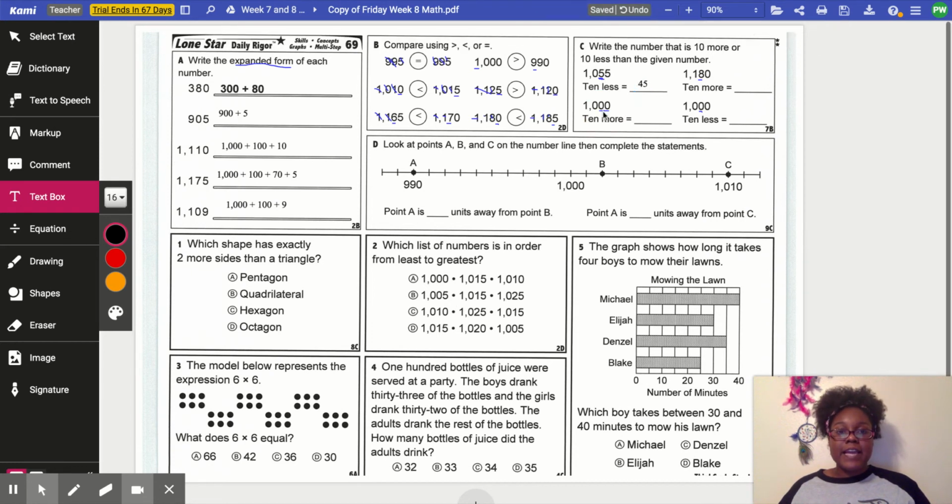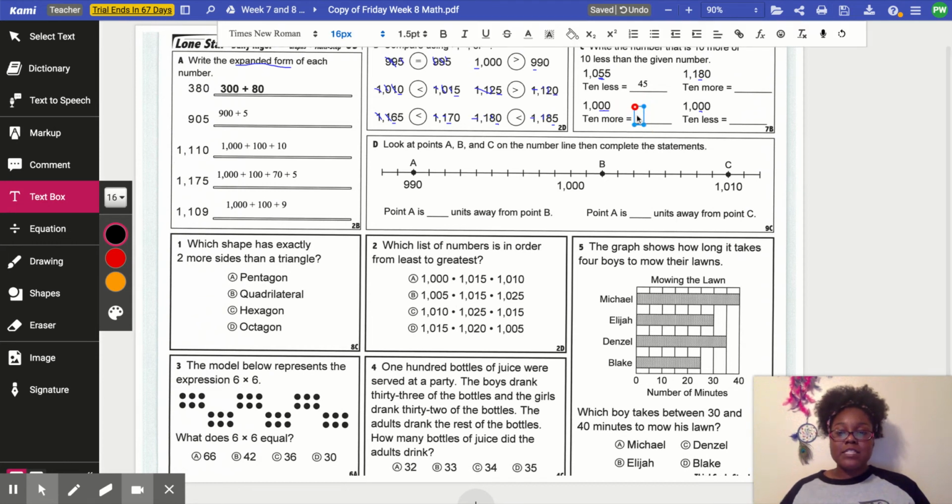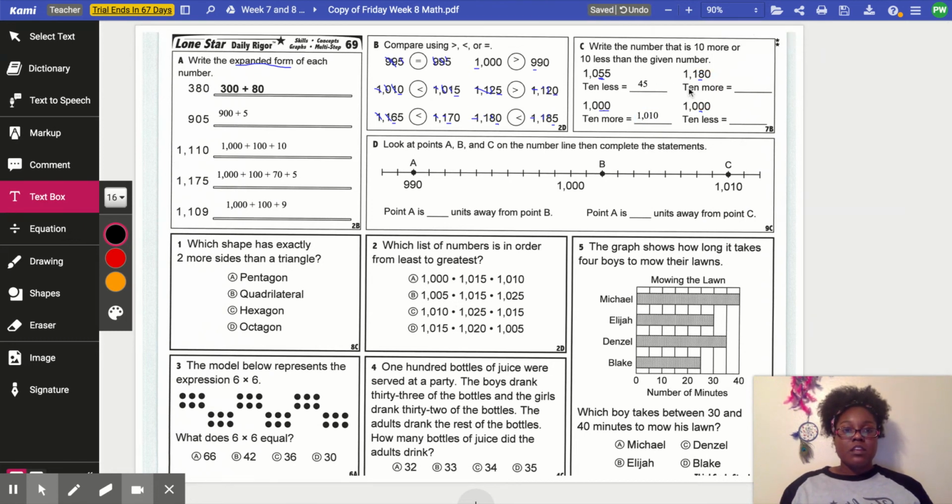Now this one's saying 10 more. So in my tens place, I'm going to go up 1. So instead of being 1,000, this is now 1,010, because in my tens place, I went up 1 digit, which is 1. On this one, 10 more, I have 1,180. I'm going to change this digit in my tens place to 1 more than 8, which is 9.